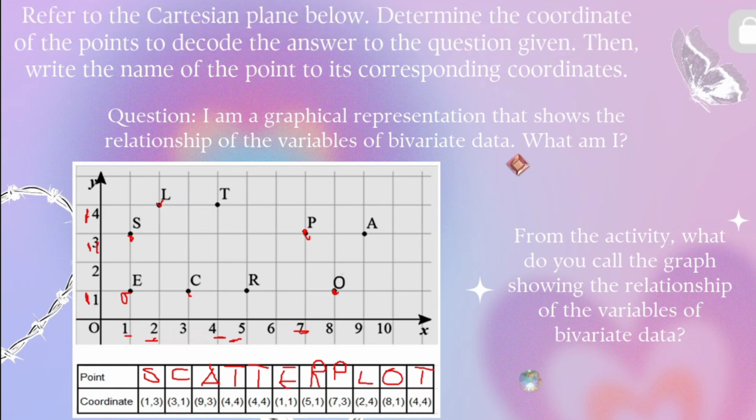So now, since na-answeran na nato kung unsa kayo ang name sa points sa coordinate, now maka-answer na ta sa question nga gihatag. So the question is, I am a graphical representation that shows the relationship of the variables of bivariate data. What am I? So the answer is scatter plot, which is ang topic nato karon.